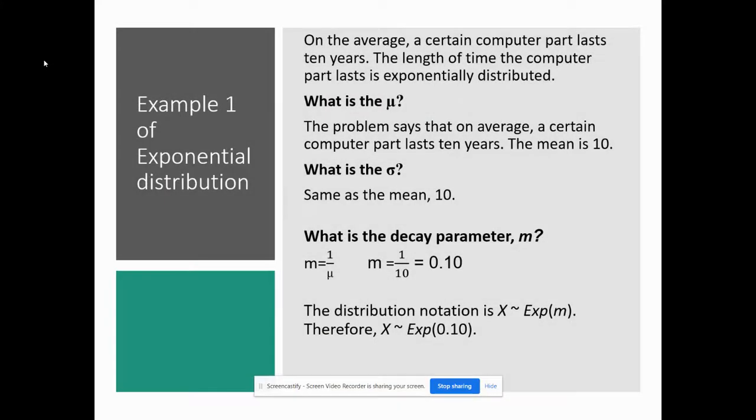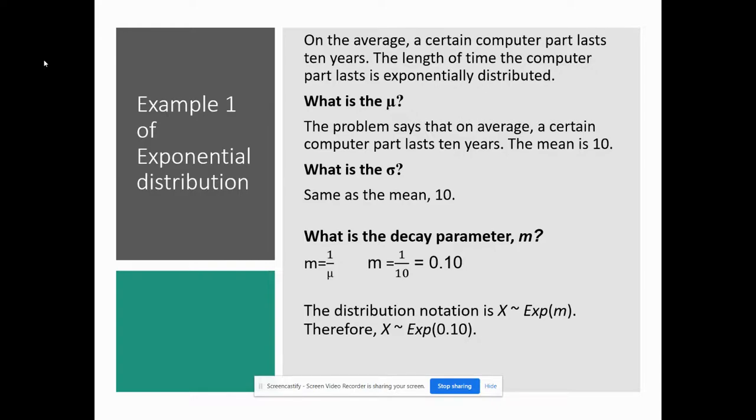So let's do an example for exponential distribution. On average, a certain computer part lasts 10 years. The length of time the computer part lasts is exponentially distributed. What is the mean? Well, the problem says on average a certain part lasts 10 years, so that's the mean. What is the standard deviation? Remember again, the mean and the standard deviation are the same thing, so it's 10.